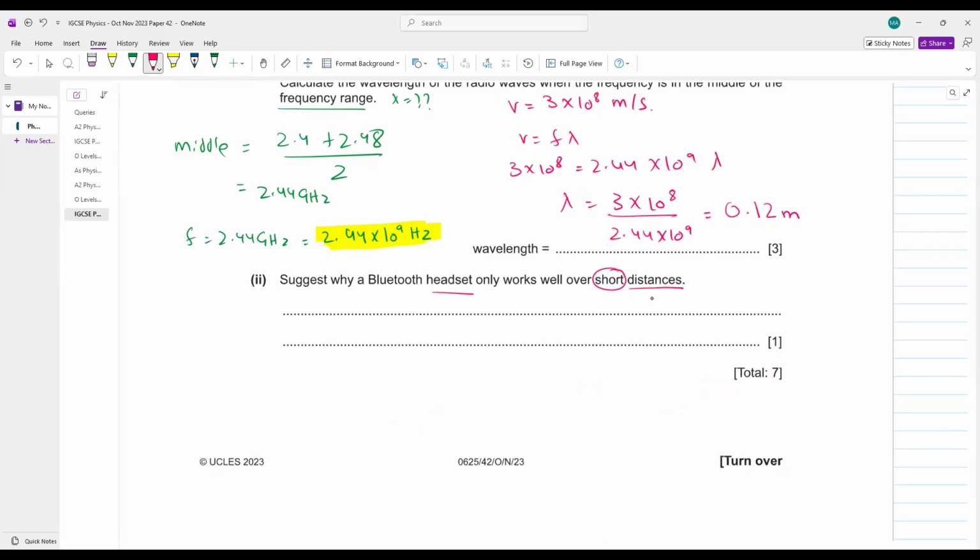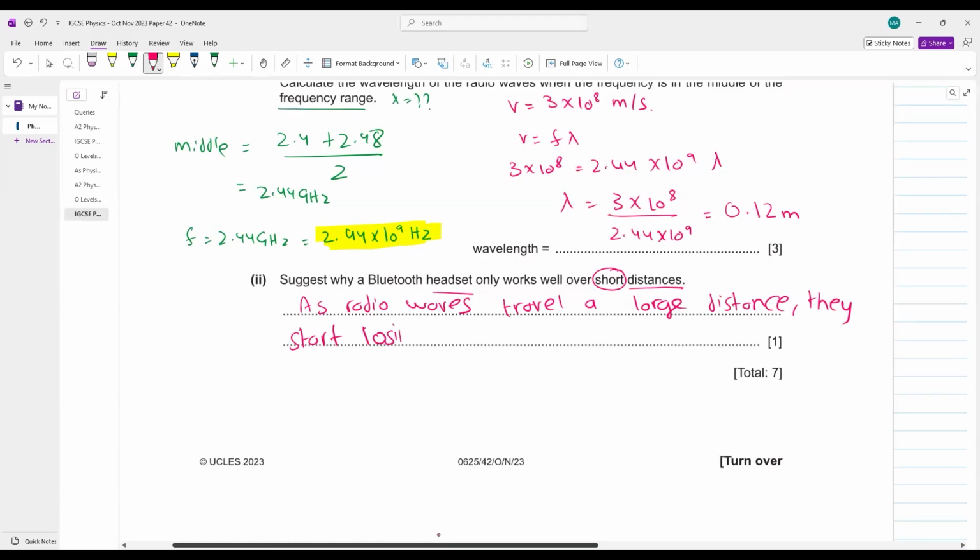Because as the radio waves travel larger distances, they lose energy, or you can say they lose data. When these radio waves travel more distance, they start to lose data. So you can write it as: radio waves travel a large distance, they start losing energy slash data. Let's further move ahead.